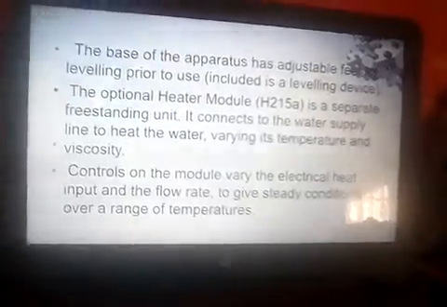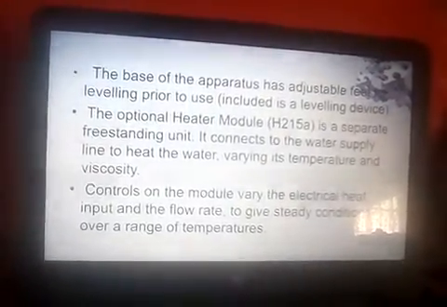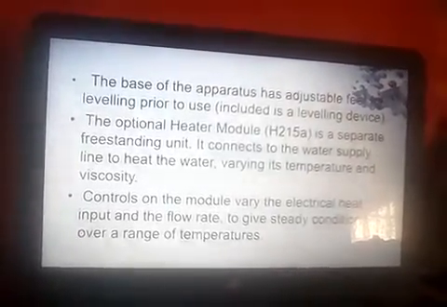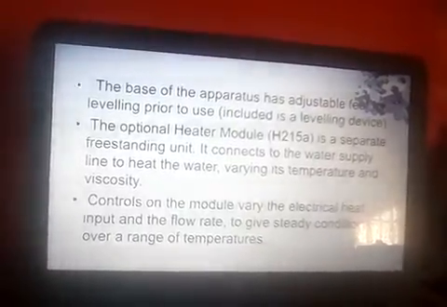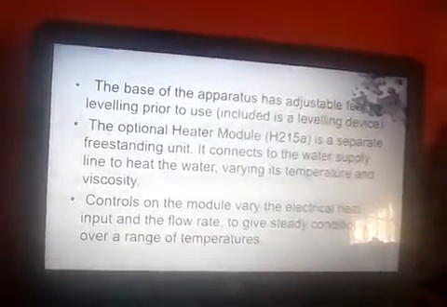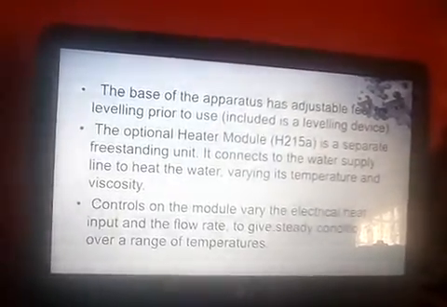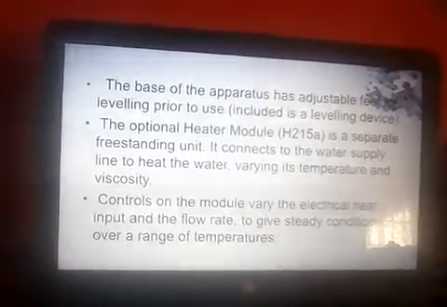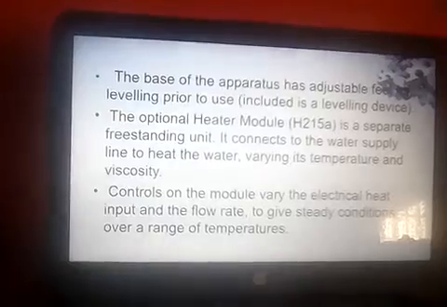Next, the base of the apparatus has adjustable feet for leveling prior to use. The optional heater module is a separate freestanding unit. It connects to the water supply line to heat the water, varying its temperature and viscosity. The controls on the module vary the electrical heat input and flow rate to give steady conditions over a range of temperature.